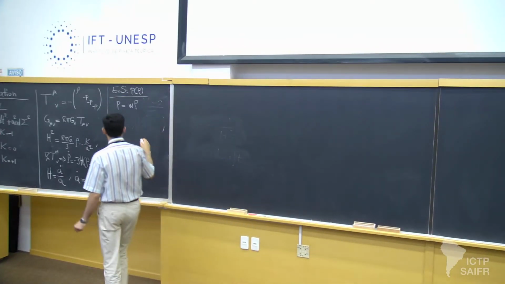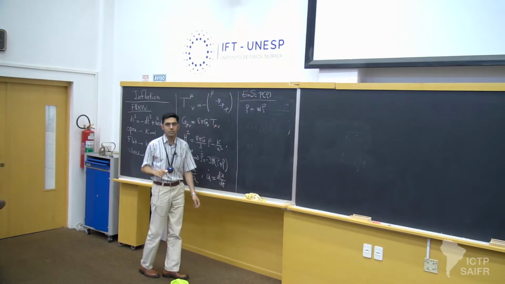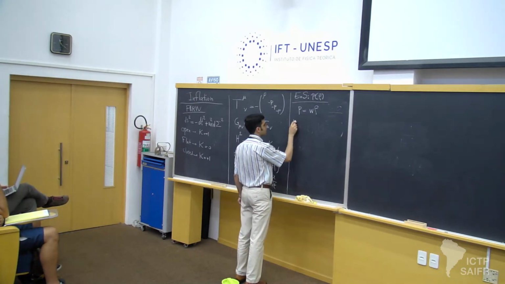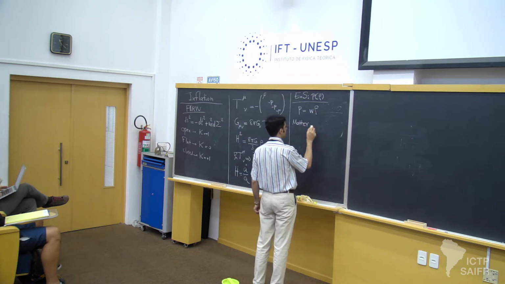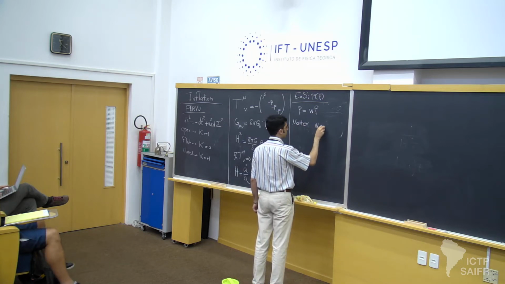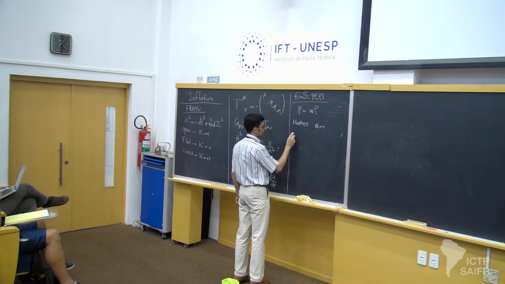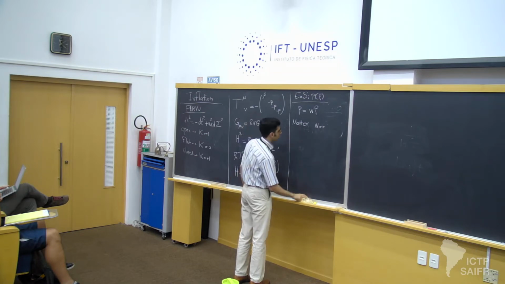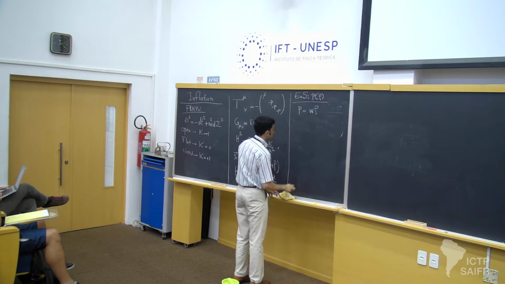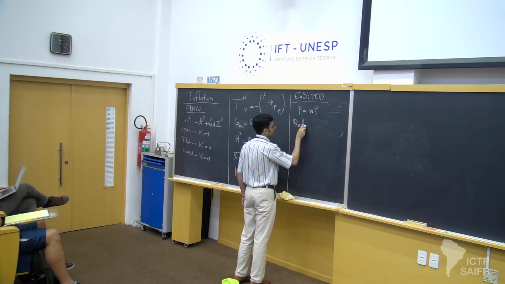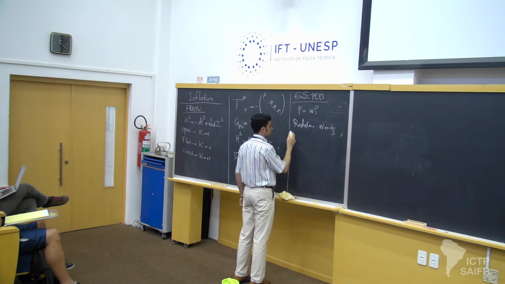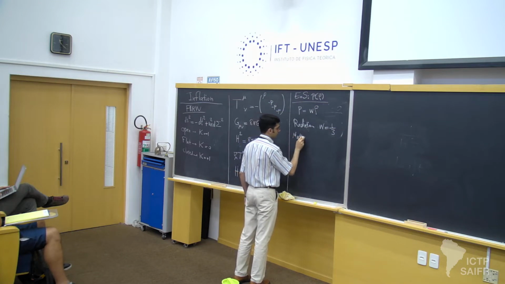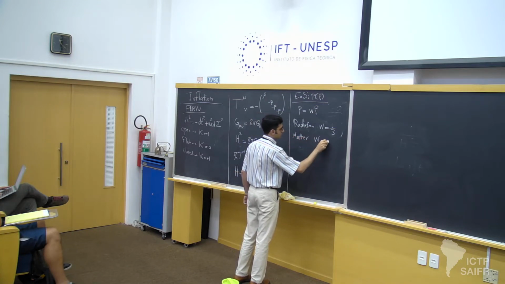So what are the examples? For instance, we consider a matter universe, in which case W is equal to 0. Or we can consider radiation, where W equals 1/3, so it has relatively large pressure. Then we have matter, W equals 0.